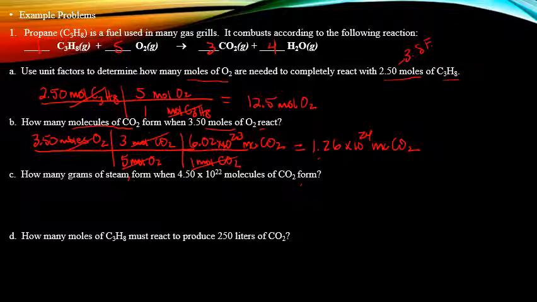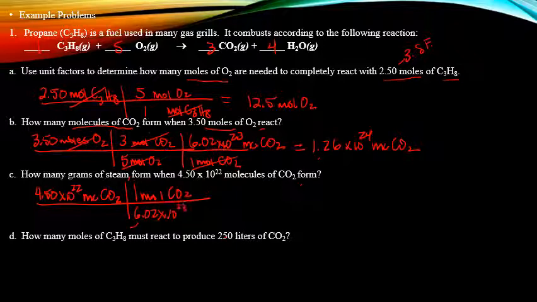All right, for our next problem, how many grams of steam form when 4.50 times 10 to the 22nd molecules of CO2 form? So in this instance, this is the first example where we're not starting off with moles, so we need to first convert our given substance into moles. So I'm going to begin by taking the 4.50 times 10 to the 22nd molecules of CO2, and we're going to convert that into moles. So 1 mole of CO2, 6.02 times 10 to the 23rd molecules. That now gets me into moles.